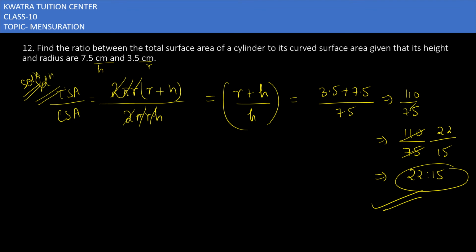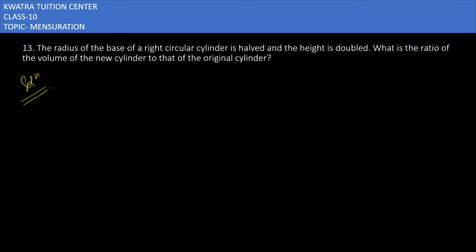Now we'll be moving to 13th question. So in this question it says the radius of the base of a right circular cylinder is halved. So what do we have to do to the radius? Half it. Let's say r dash, this will become r by 2. Height is doubled. Height is doubled means it will be twice of h. What is the ratio of the new volume of the new cylinder to that of the original cylinder? What do we have to find for the original cylinder and new cylinder? The relation.